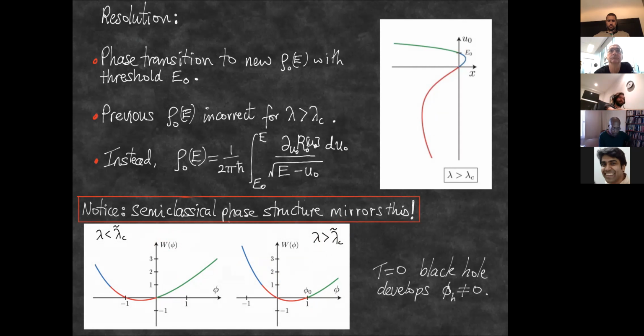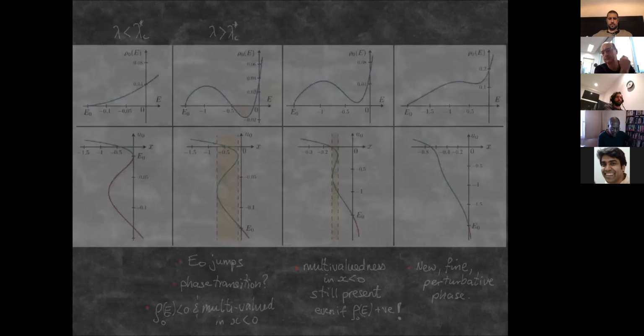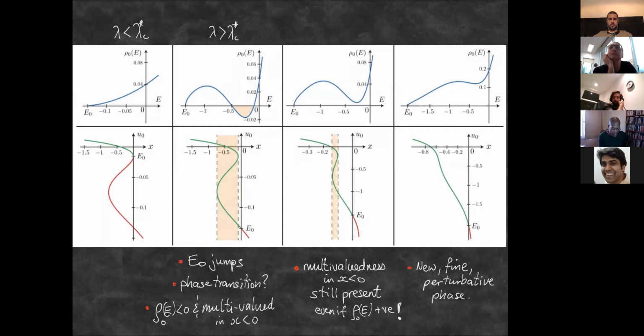Time is short, so I'm going to move on to the next example, which is a little bit more intricate, although it's a simpler function. It looks like this. If you work out the disk level string equation, it looks like this. When I say you, I mean they did, and here it is. Again, this starts going negative for reasons that are very puzzling. Again, looking at the underlying function U, you can see what's going on. Here are some snapshots. I'm going to use lambda critical star to distinguish it from the previous one. Some multi-valuedness begins to develop in this perturbative regime, so it renders the whole theory perturbatively inconsistent right at the start.